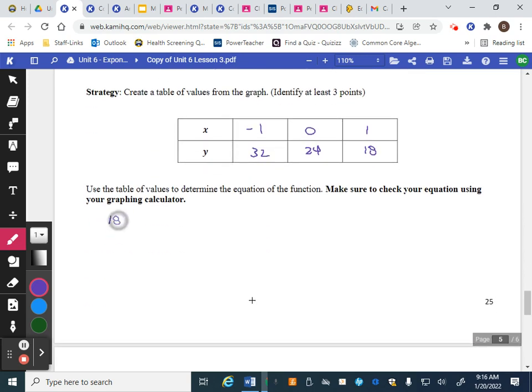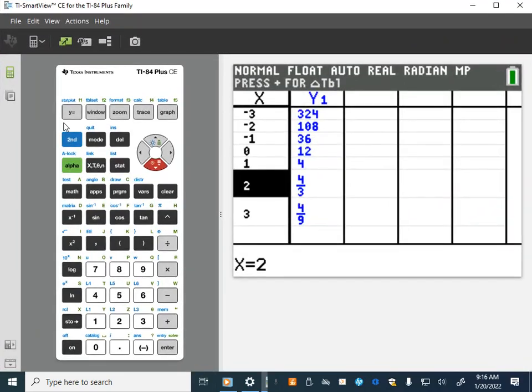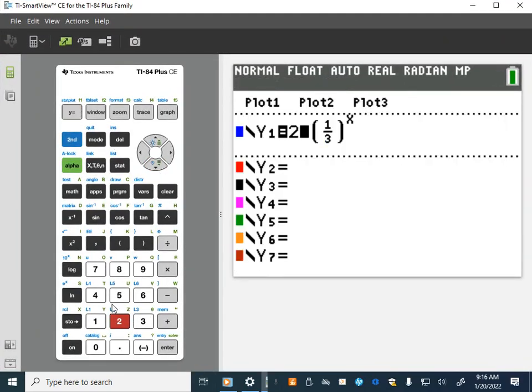So if I have 18 divided by 24, or 24 divided by 32, those both are going to simplify to 3/4. And our y-intercept is 24. So we're looking at y equals 24 times 3/4 to the x. And let's check that with our calculator.